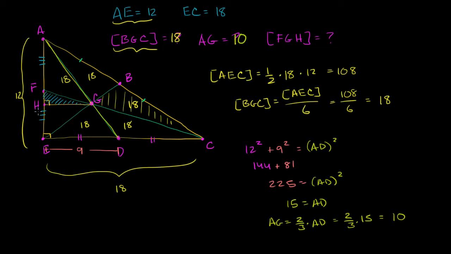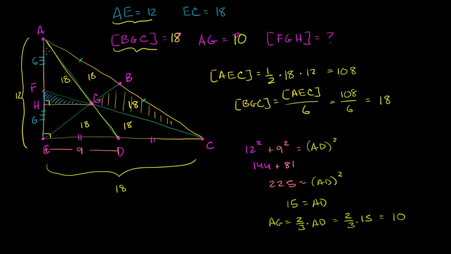So one way that we can think about finding what HG is to remind ourselves that HG is the altitude of either triangle FGE or triangle AFG. And both of them have a base of 6. So this is 6, and this is 6 over here. And then they have a height equal to GH, and we know what their area is. We know that the area is already equal to 18.